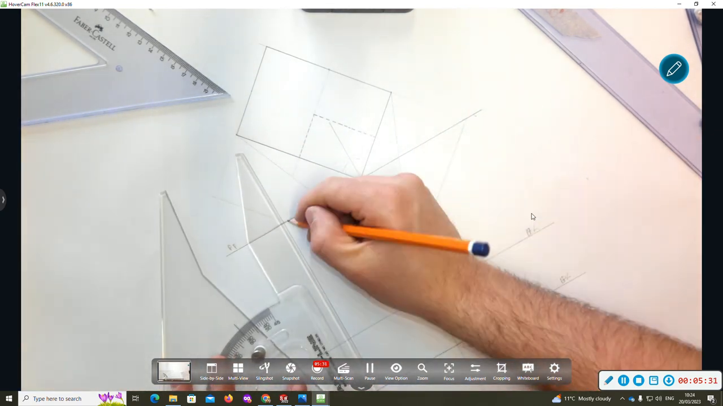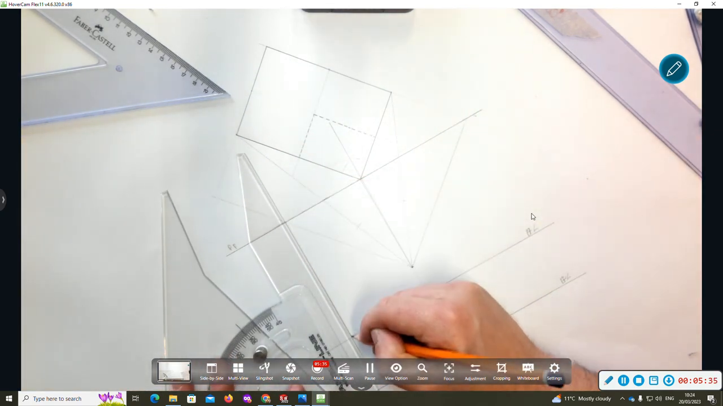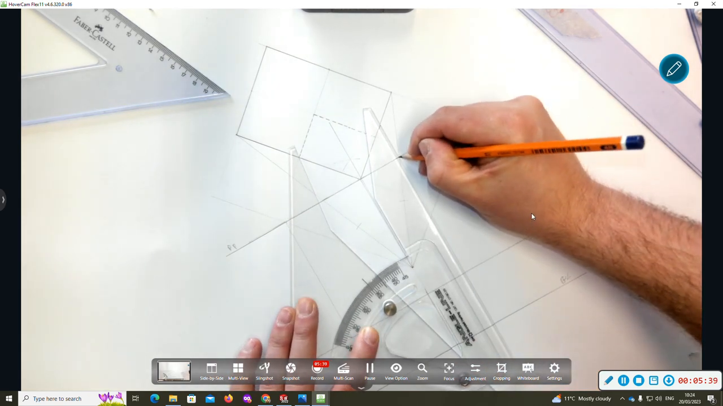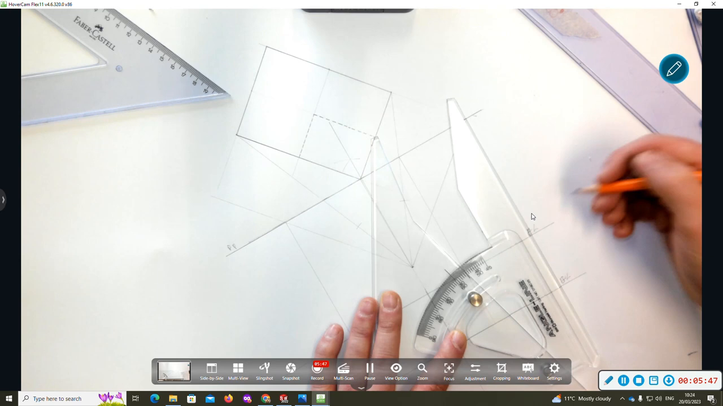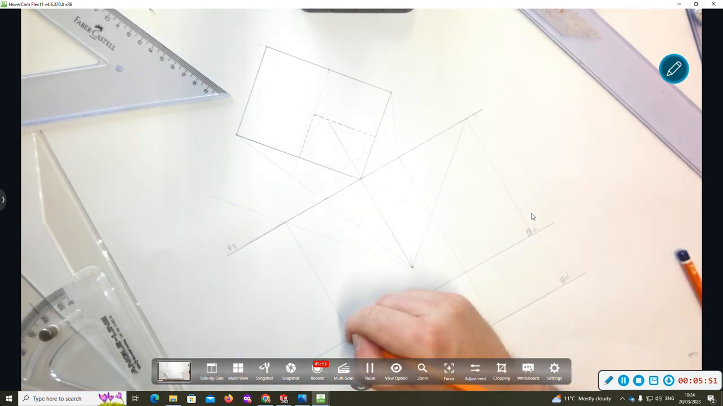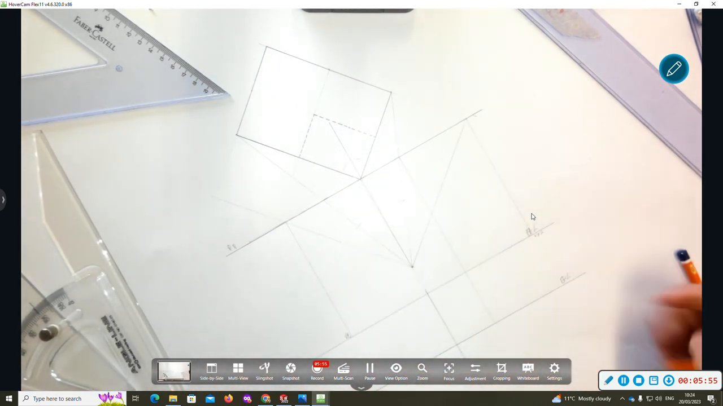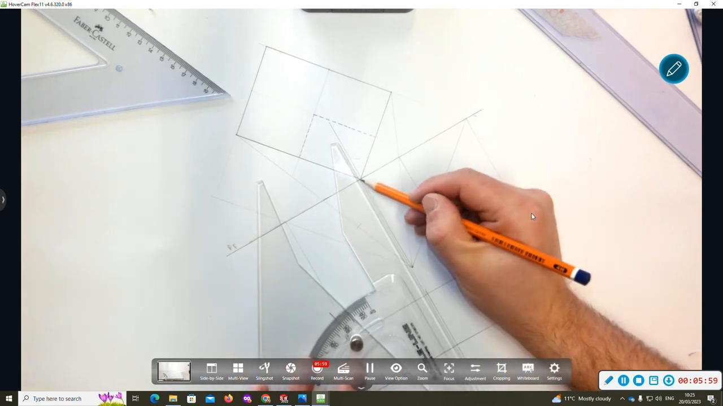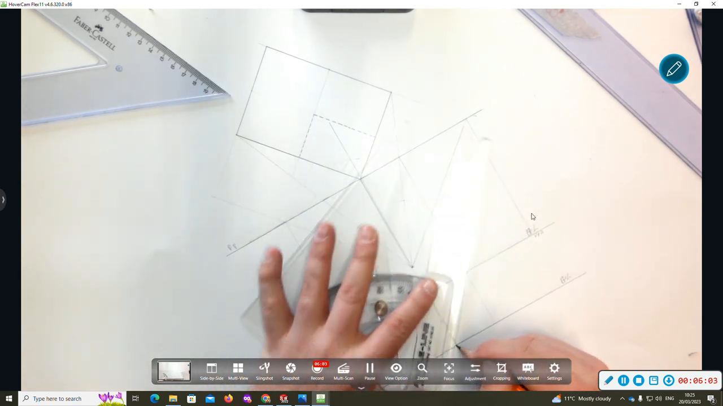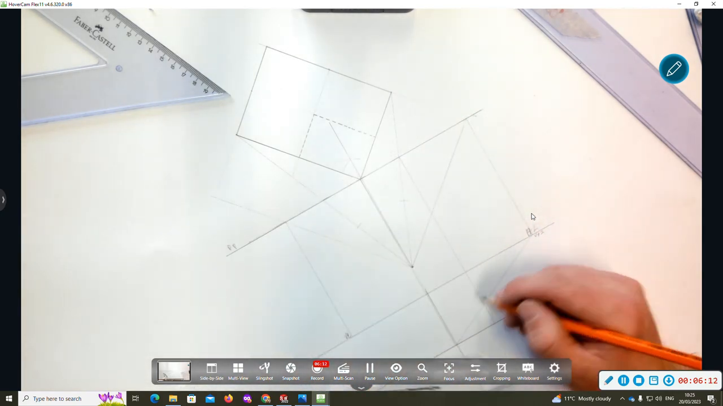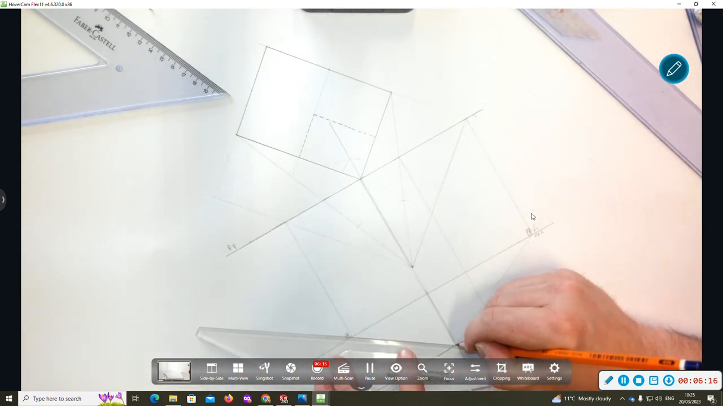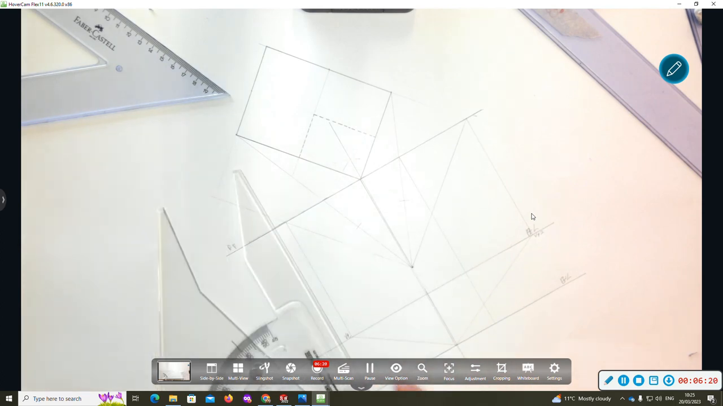Now I'm going to go down perpendicular from where the two outermost corners meet the vanishing points. So they're the vanishing points on the horizon line. I'm going to bring that down and join that back to the vanishing point. The vanishing point here on the left, this is the base of the object.